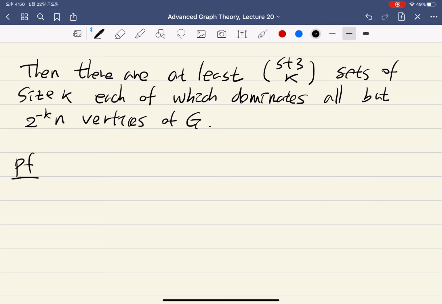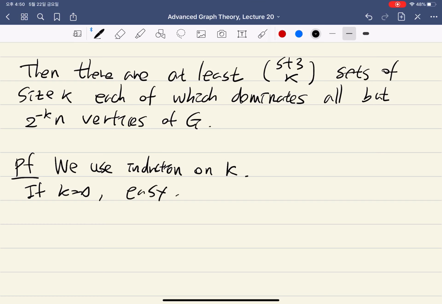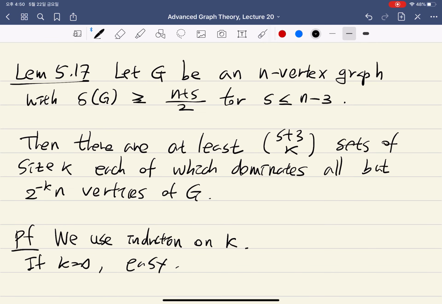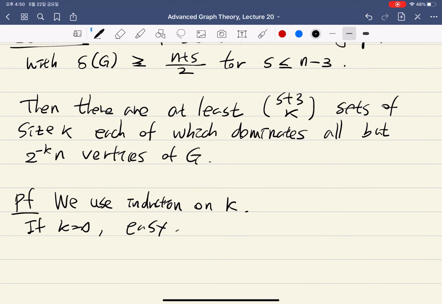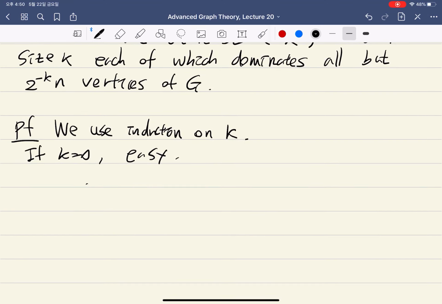So how will we prove it? We use induction on k. If k is 0, then there is nothing to prove, because we want to find the sets which dominate all but, so there is no condition. Even when k is 0, we want to find the empty set, and the empty set vacuously satisfies this.